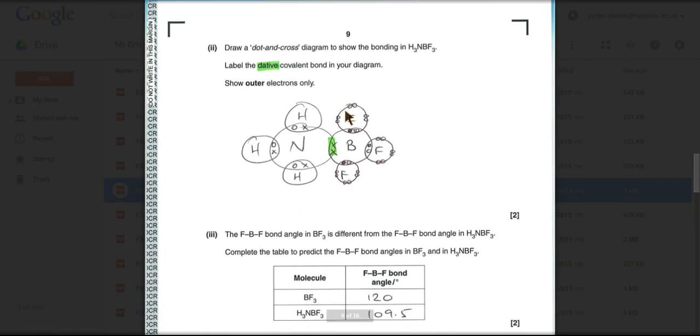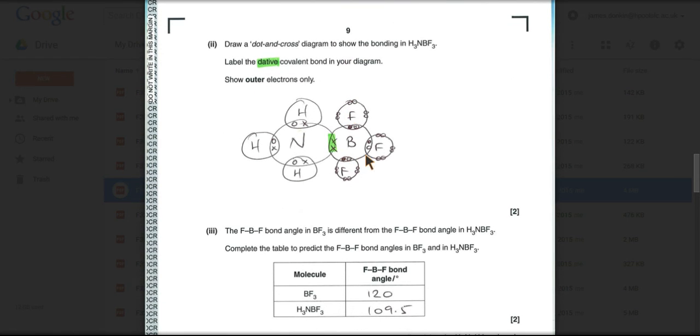So you can see I've drawn the dot and cross. If you imagine this without them joined together, you'd have the ammonia, there's the lone pair, the BF3, so that's electron deficient, so you can form a covalent bond between the nitrogen and the boron by this pair of electrons from the nitrogen.